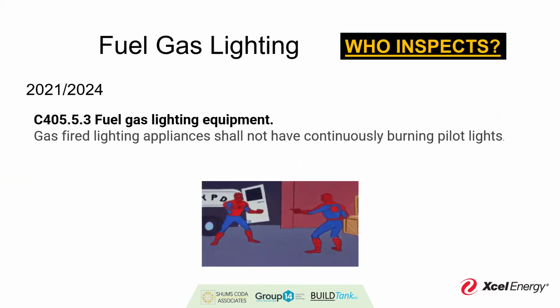So out of the code right now, the 21 and the 24 really read the same in this place. So 40553, and it's letting you know that gas-fired appliances, lighting appliances specifically, shouldn't have continuously burning pilot lights. Now, this is one of those places that I wanted to bring up for everybody because a lot of communities have been trying to figure out, in our movement towards maybe limiting some of the fuel-fired appliances that we're allowing or trying to focus on electrification, this has been a place where some folks have wanted to highlight.